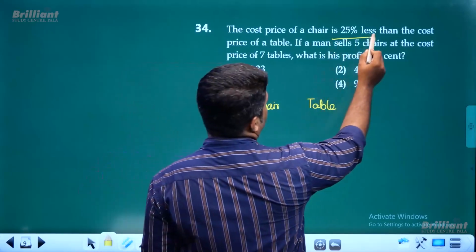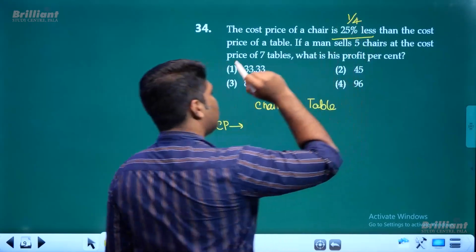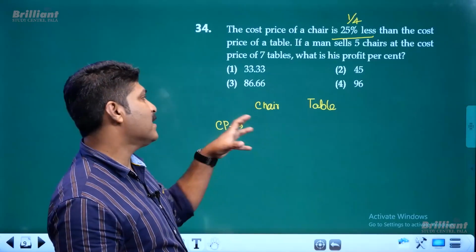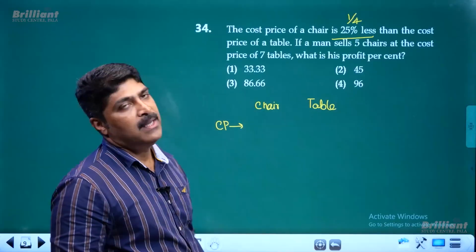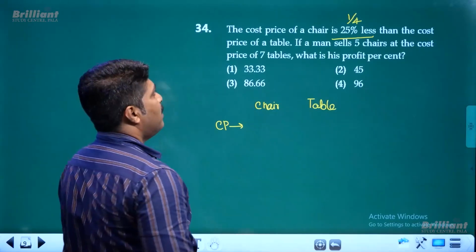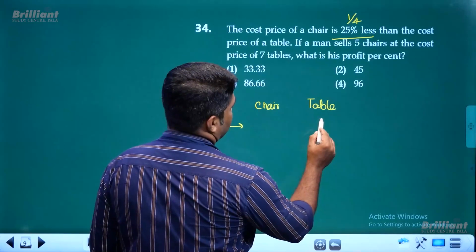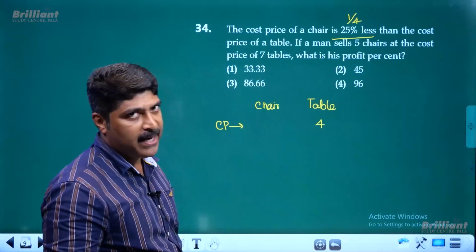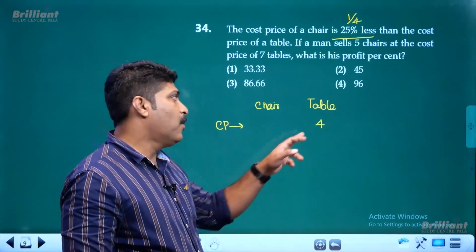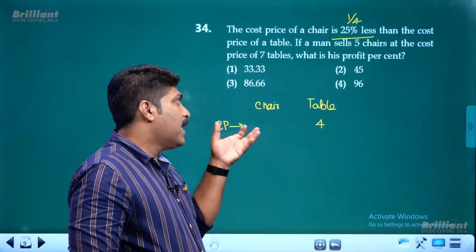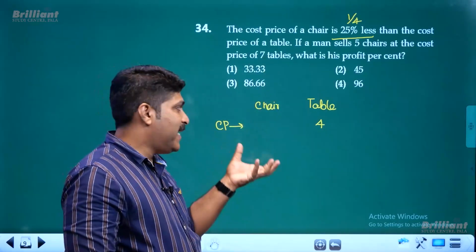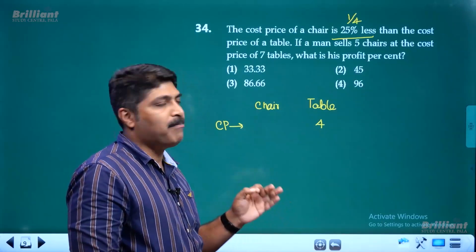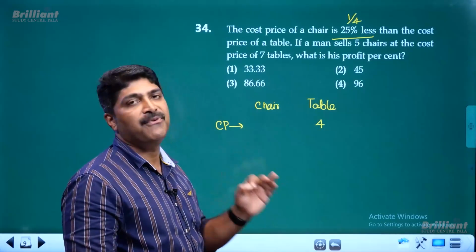So here we are going to assume the cost prices. 25% less: what is the corresponding fraction of this 25%? That is 1 by 4. I'll teach you an easy way to reach the assumptions of the cost prices of these two articles. You simply put the cost price of the table as 4. Why? That's the denominator of such a comparative fraction; its denominator you have to keep as a base. Here it expresses the price of the chair with respect to the price of the table. Therefore, you keep the cost price of the table as 4 rupees.